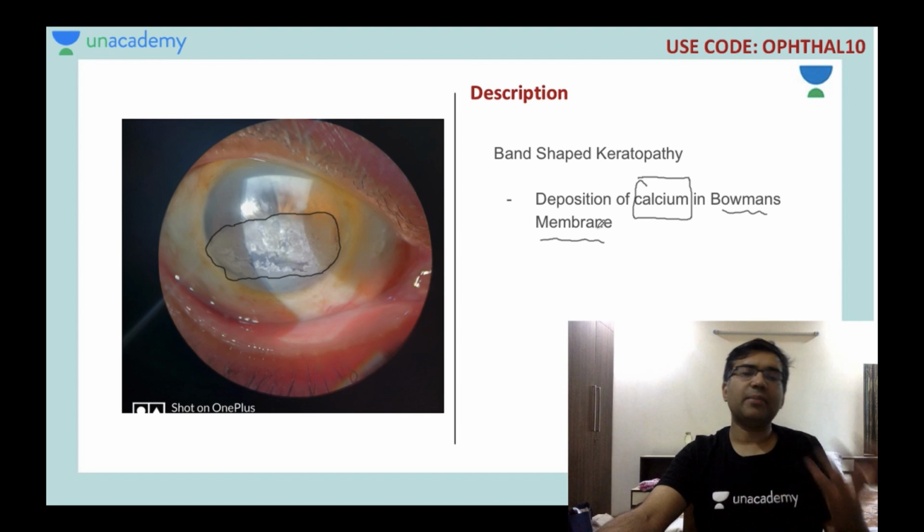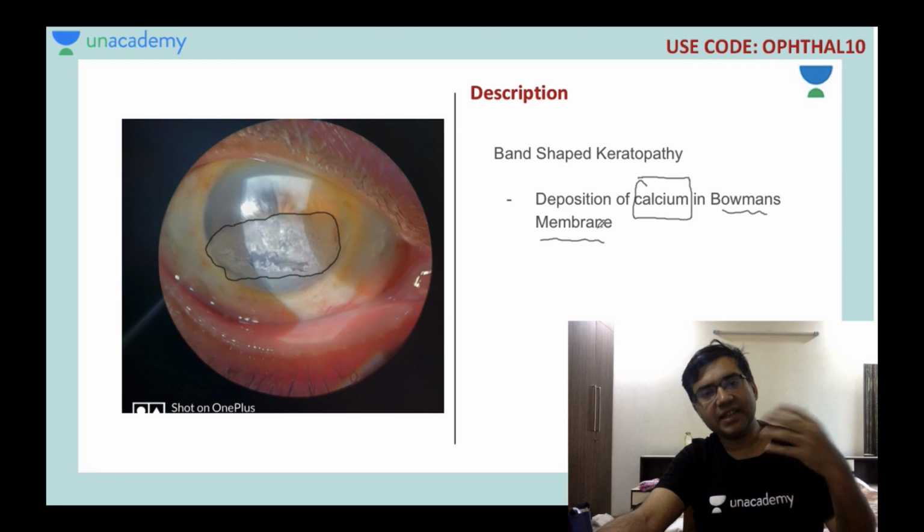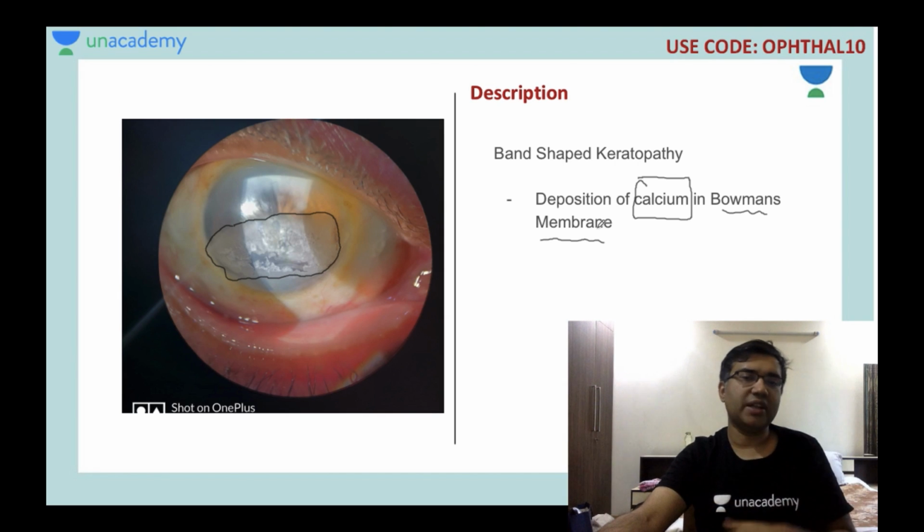You can also get a band-shaped keratopathy in some systemic causes as well, like sarcoidosis, chronic renal failure, hypercalcemias. So any condition which can cause an increase in the calcium level in the body can also cause a band-shaped keratopathy. What is the treatment of band-shaped keratopathy?